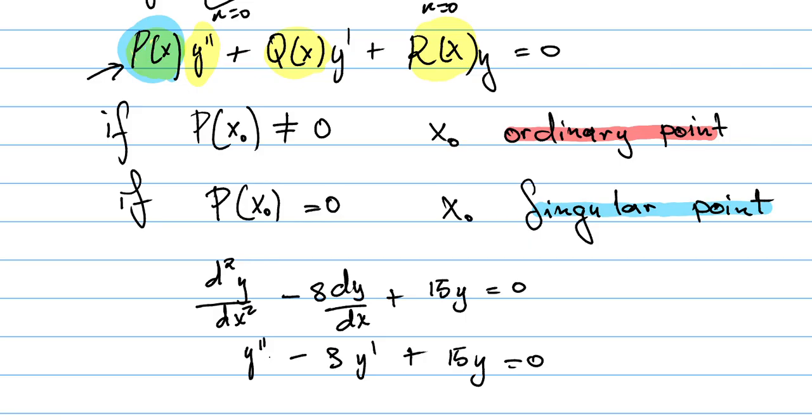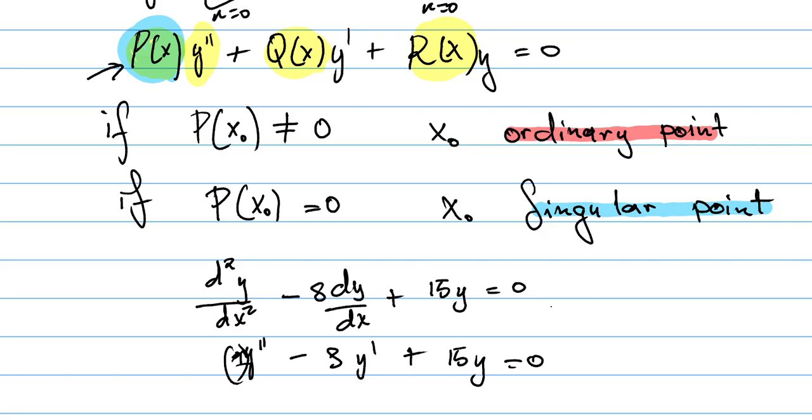So what is the coefficient there? Our function p of x is 1. It's 1, so is it a singular point or an ordinary point?